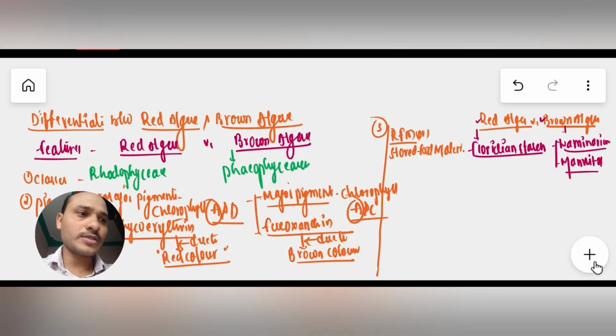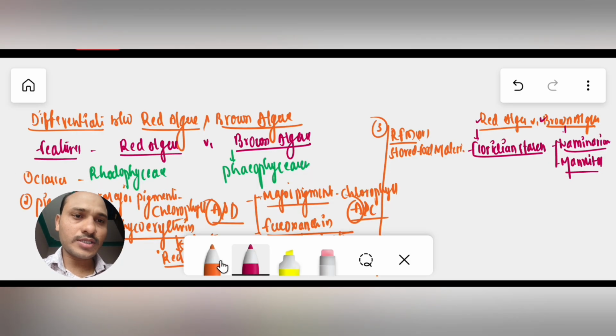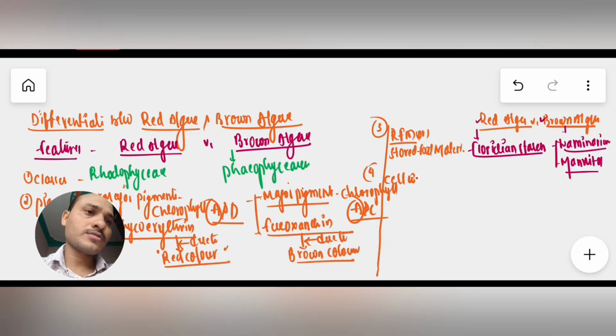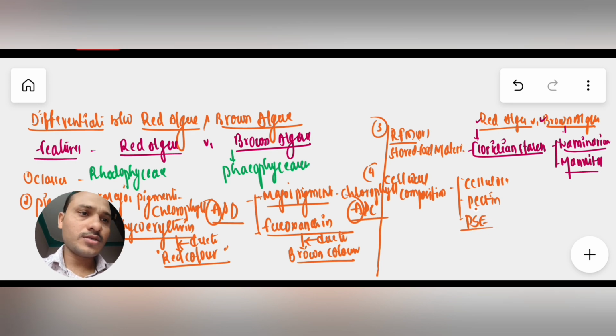Okay, next the fourth point, fourth feature or character, that is their cell wall, very important. Cell wall composition: in red algae, commonly the cell wall is cellulose, and here pectin and, very important, polysulfate ester. Remember PAC, polysulfate ester. With these three compositions the cell wall is made up in red algae. In case of brown algae, it is made up of cellulose, which is common, and very important, algin. So algin is a composition of the cell wall in brown algae. Here two, here three. Remember PAC, polysulfate ester.